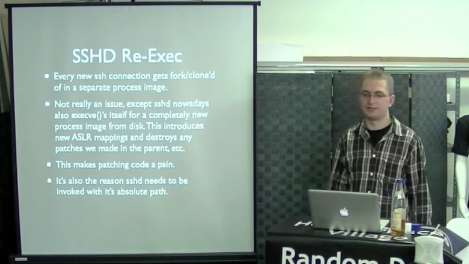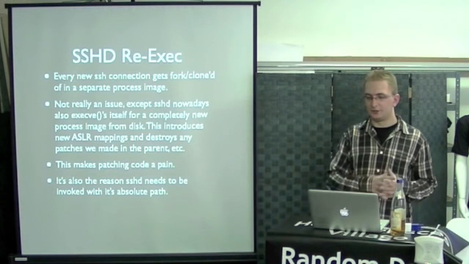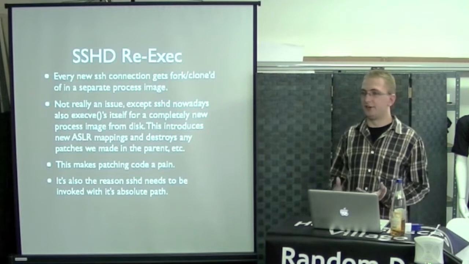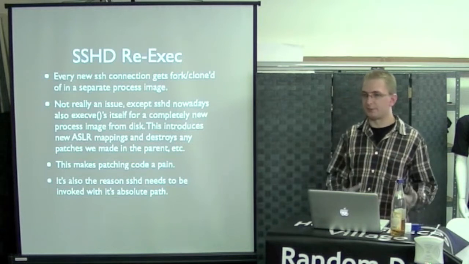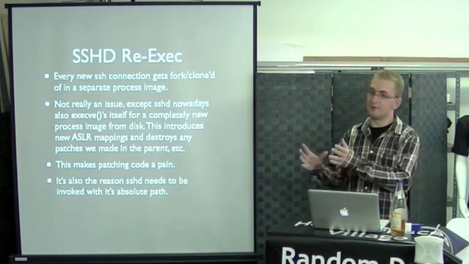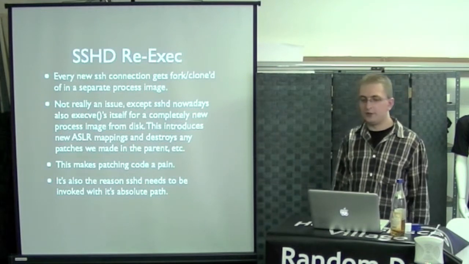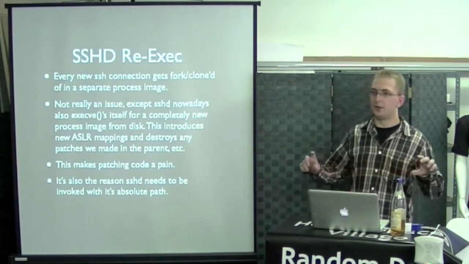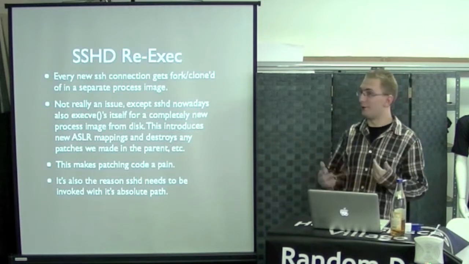So let's talk a bit more about re-execution. Like I just said, every new SSH connection gets cloned into a separate process image. This is not really an issue, but nowadays they also execve themselves again. So we get a completely clean process image and our patches will be gone. Address space layout randomization will be reinitialized, so there will be different memory mappings for a child. It's a big headache, right? This is also the reason you need to execute SSHD using its full absolute path, because otherwise, once it gets to re-execute itself, it doesn't know where to find itself.